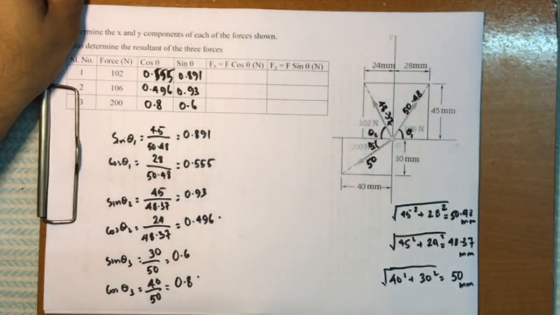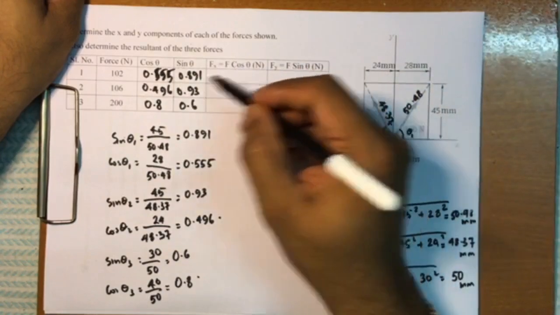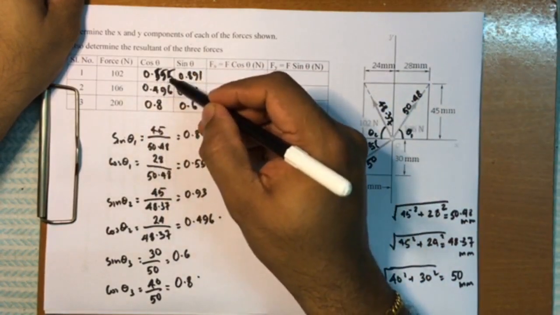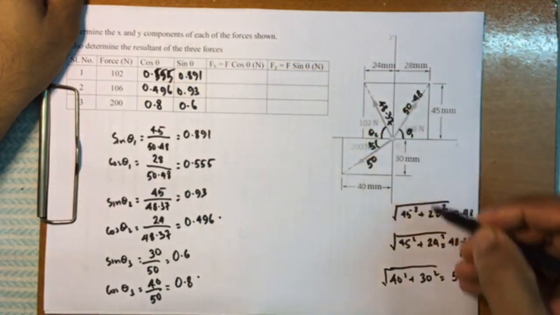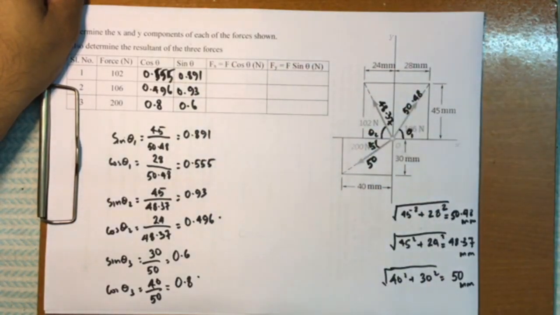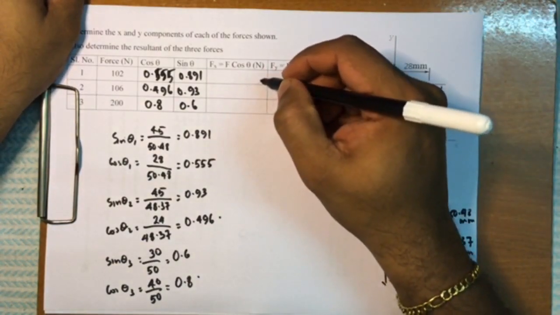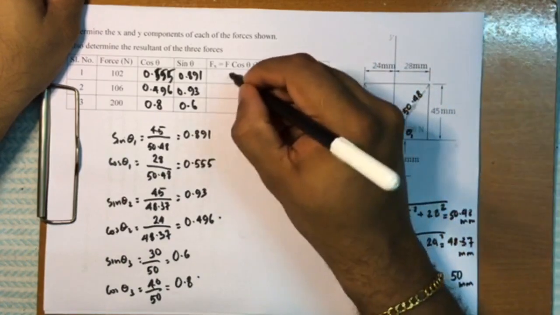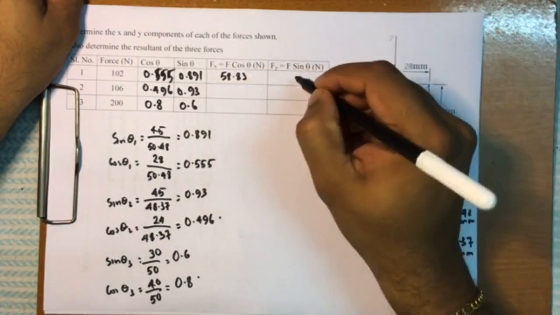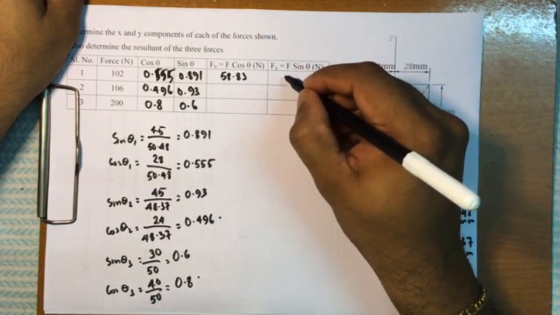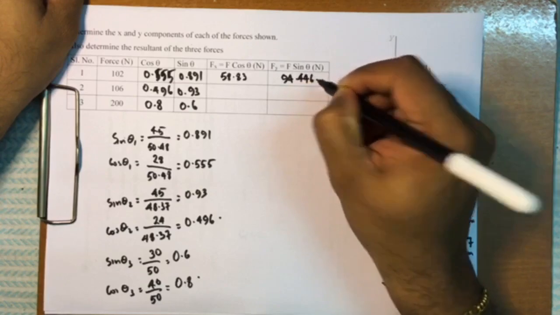Now we just have to multiply this force F with cos theta to get the x component. So 102 into 0.555. You get the answer, F cos theta, to be 58.83 and F sin theta to be 94.446.